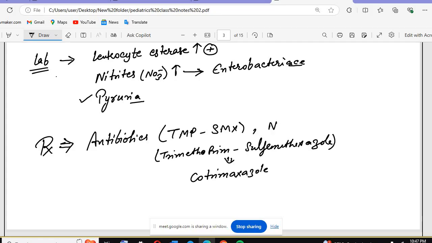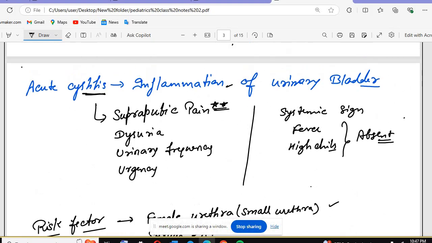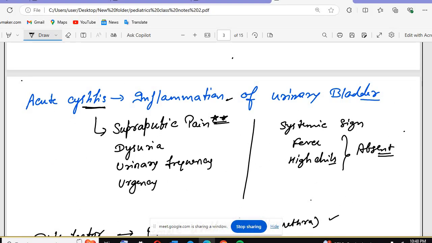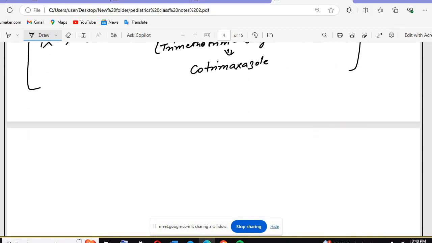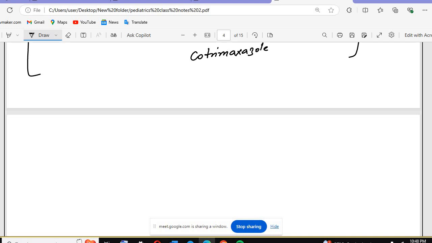Also we can give nitrofurantoin. So these are the two drugs that we can give in a patient with acute cystitis, in E. coli infections. Is that clear?